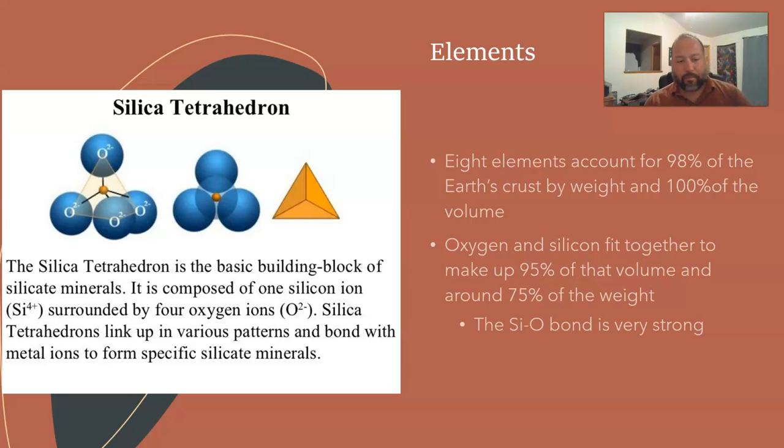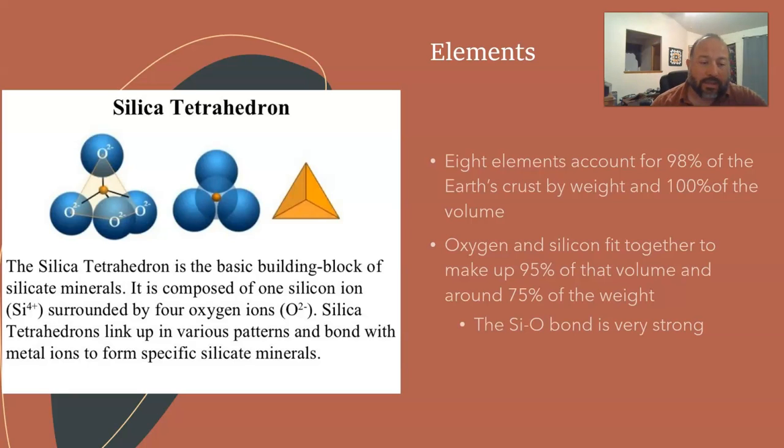And so then let's go from minerals to elements. And so when we're talking about the idea of elements and the things that are going to make up these minerals, there's 8 elements that account for 98% of the Earth's crust by weight and 100% of the volume. Now that's impressive in itself that there's just 8 elements, but actually it's really just oxygen and silicon. Oxygen and silicon fit together to make up 95% of that volume and around 75% of that weight.